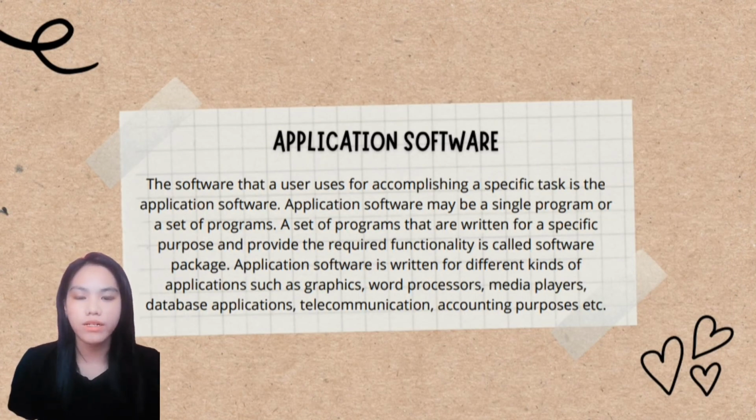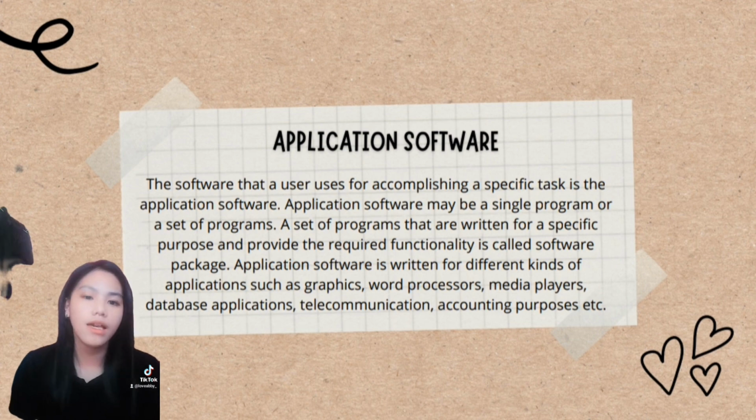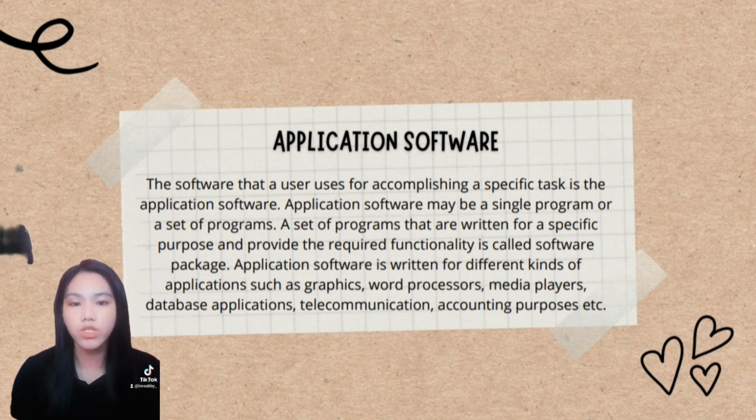Application software. The application software is the program that a user employs to carry out a certain task. A program or collection of programs might be considered application software. Software package refers to a group of applications that are created with a certain purpose and provide the necessary functionality. Application software is created for a variety of uses, including accountancy, graphics, word processing, media players, database applications, telecommunications, and many more.